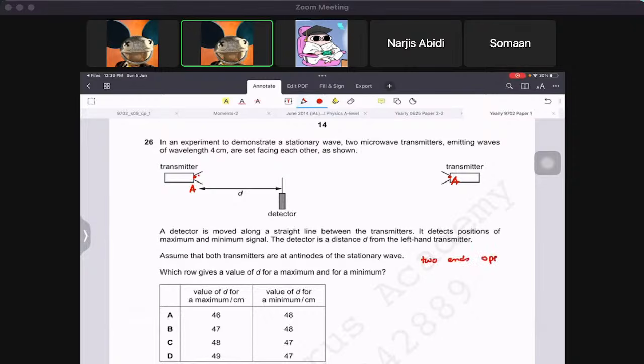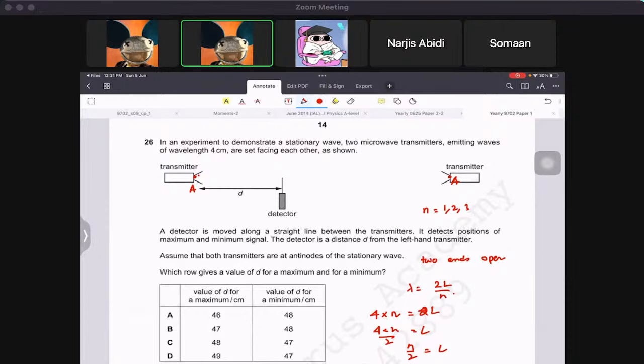So what we can do is use lambda equals 2L upon n, right? And then we can keep checking at which n we get the lengths. For this, n is equal to 1, 2, 3. So 4 times n equals 2L, and 4 times n over 2 equals L. So n by 2 is equal to L. Value d for a maximum, a value d for a minimum.